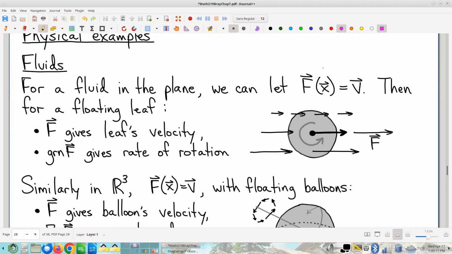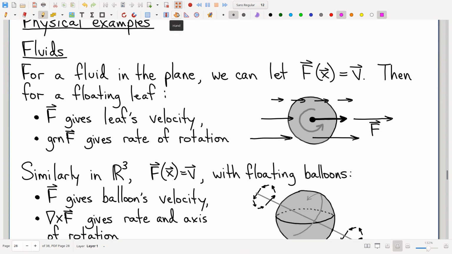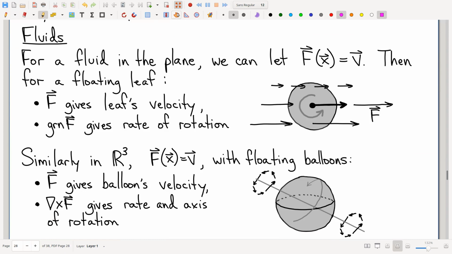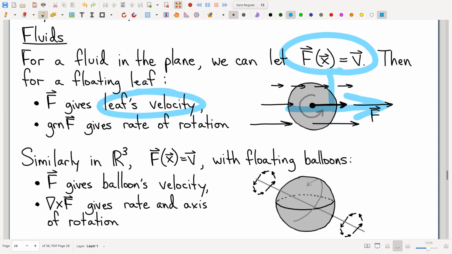So we're going to talk about some physical examples now, and this first one is hopefully very familiar. You may recall that if you have a fluid, I like to think of the surface of a river. If you want to know how the water is moving, well, the water's motion is described by a vector field. That's how we use vector fields to represent the flow of water, very often just giving the velocity. Well, if you want to know what the leaf's velocity is, the leaf is going to do exactly what the water does, and so the vector field itself tells you the velocity of the leaf. That's just a freebie.